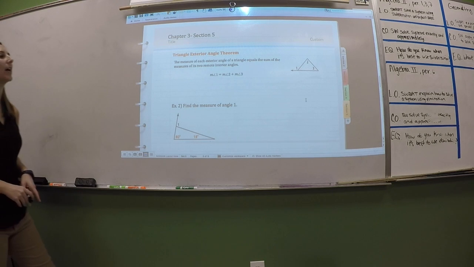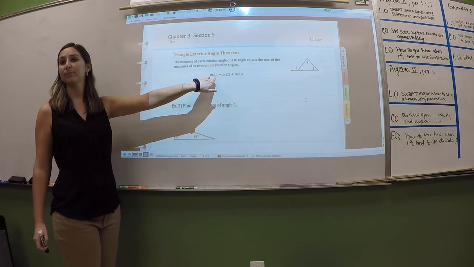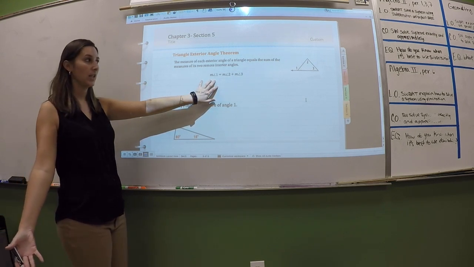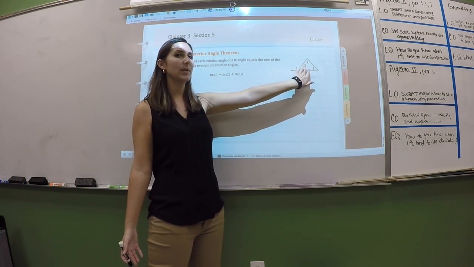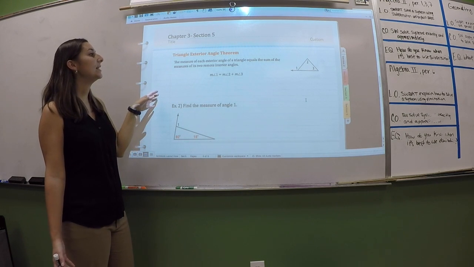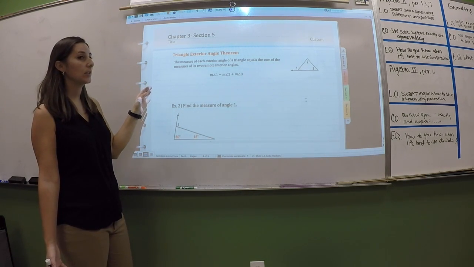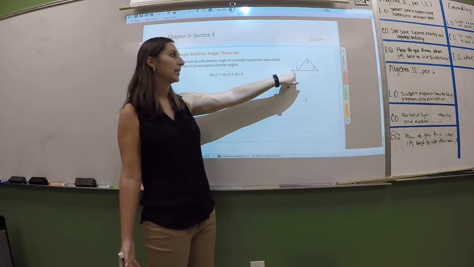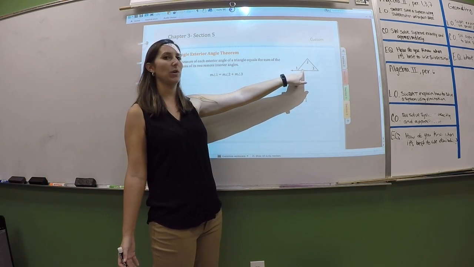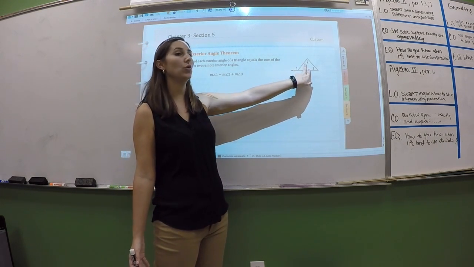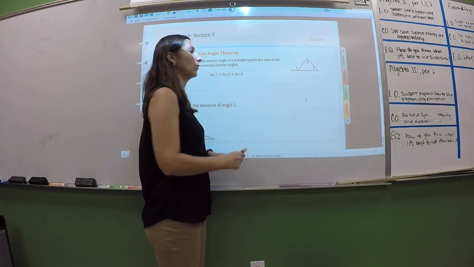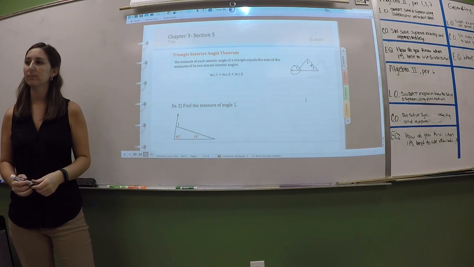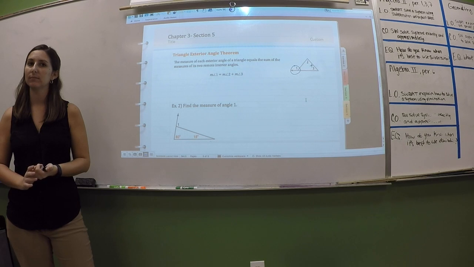Alright, the triangle exterior angle sum theorem says the exterior angle of a triangle is going to equal the sum of the two interior angles, the ones not adjacent to it, so remote. So we have an adjacent angle, not that one. Angle 1 is going to be equal to these two added together. So 1 equals 2 plus 3.